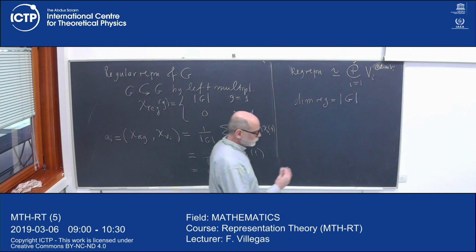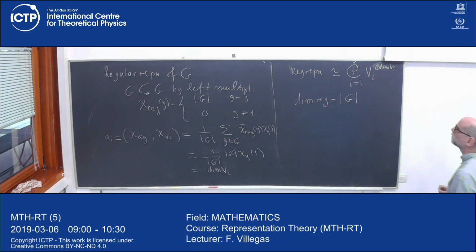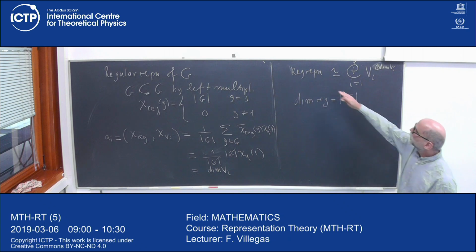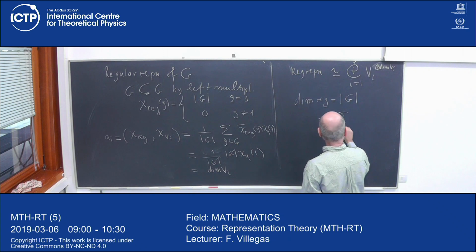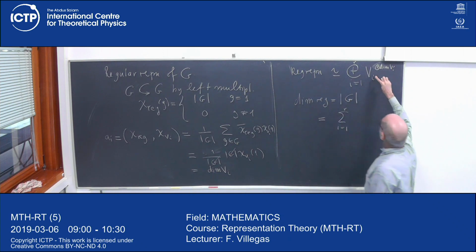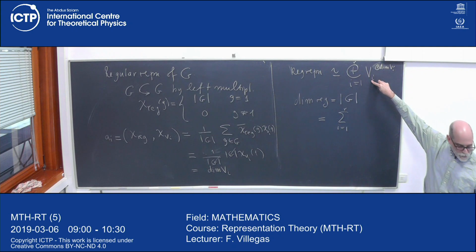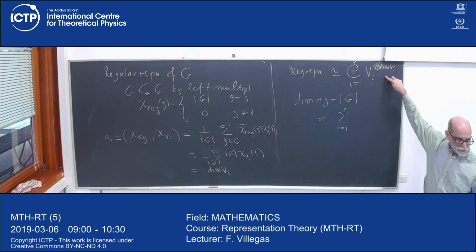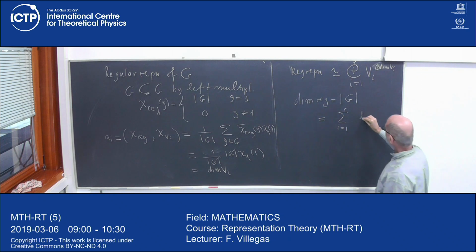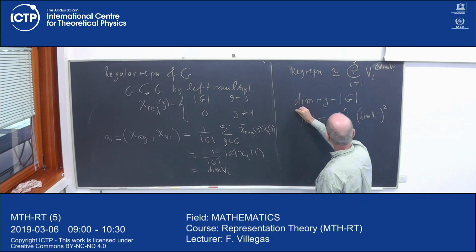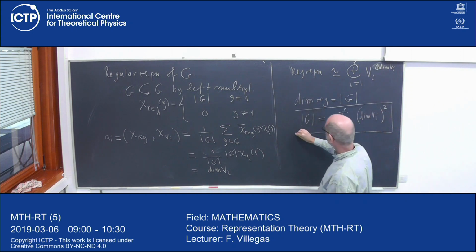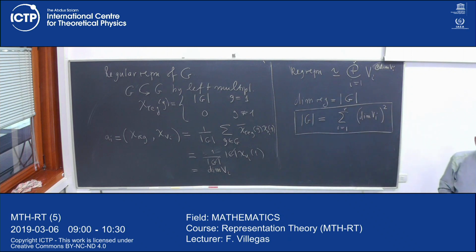Yeah, so you have to think of this as a very big dimensional representation. That's on the left hand side. On the right hand side, it's a sum from i equals 1 to r. Now, each one of these, V_i has dimension of V_i, and it appears dimension of V_i times. So that means that this is dimension of V_i squared. Okay, so the order of G is the sum of the dimensions of the irreducible representations squared.